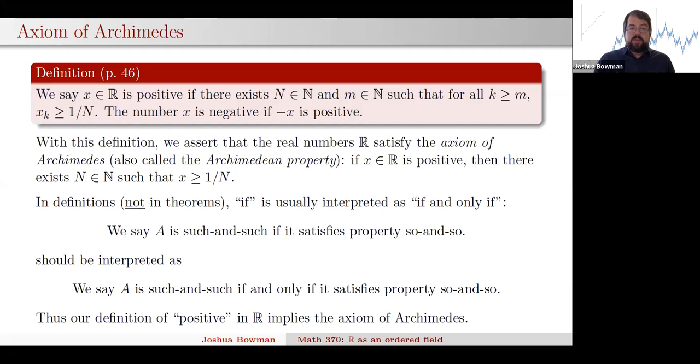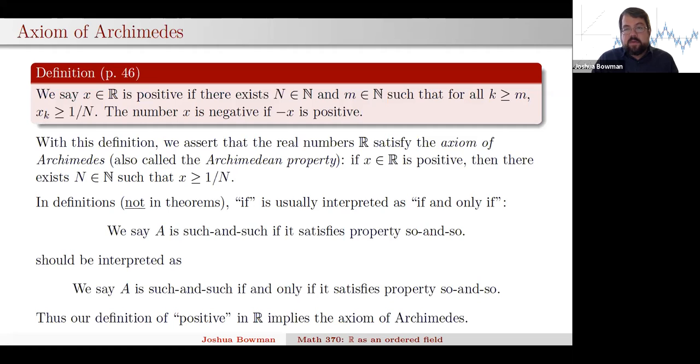And what you should interpret that is, we say x is such and such to be equivalent to if and only if it satisfies property so-and-so. And so that's why we can say that the real numbers satisfy the Archimedean property based on this definition, because saying that x is positive is precisely the same thing as saying that there is a natural number n so that x is bigger than or equal to 1 over n. Okay, so that's why these are equivalent, and that's where the axiom of Archimedes comes from.